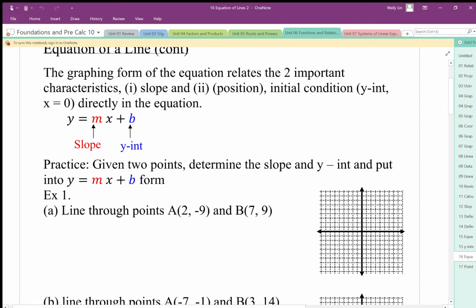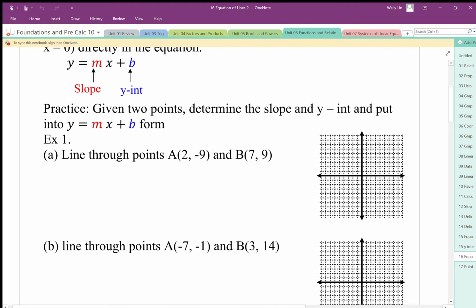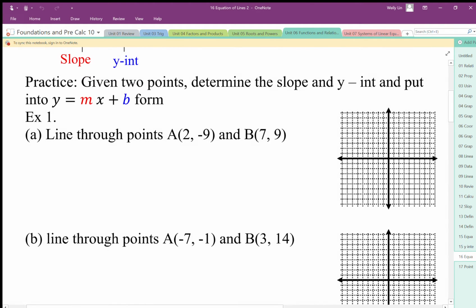So we want to be able to see where the slope shows up in the graph, in the table, and the equation. Okay, we want to connect those ideas. So given 2 points on a line, here we have (2, -9). I'm going to draw (2, -9) in. Okay, so it looks like that coordinate's going to be somewhere about there. And (7, 9), so 1, 2, 3, 4, 5, 6, 7. Okay, so somewhere about there.